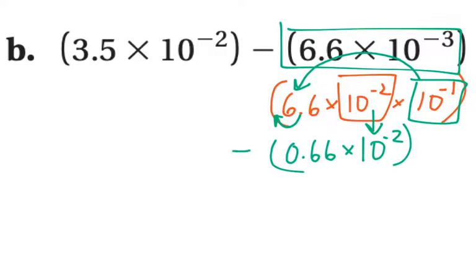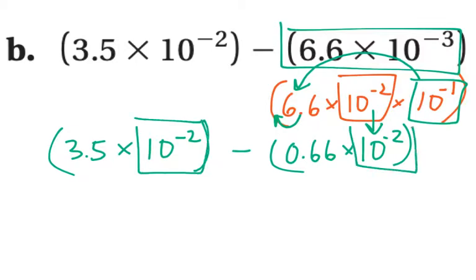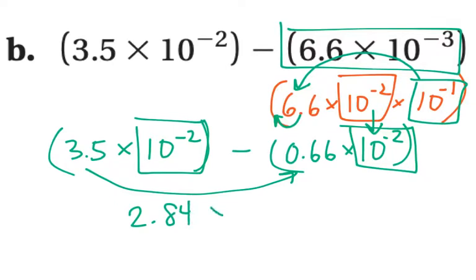But since I have that now, I'm ready to go ahead and subtract, because 3.5 times 10 to the negative second power now matches the other power of 10. They both have 10 to the negative second power. I can go ahead and subtract both the decimal values. So 3.5 minus 0.66, which does give me 2.84 times 10 to the negative second power.